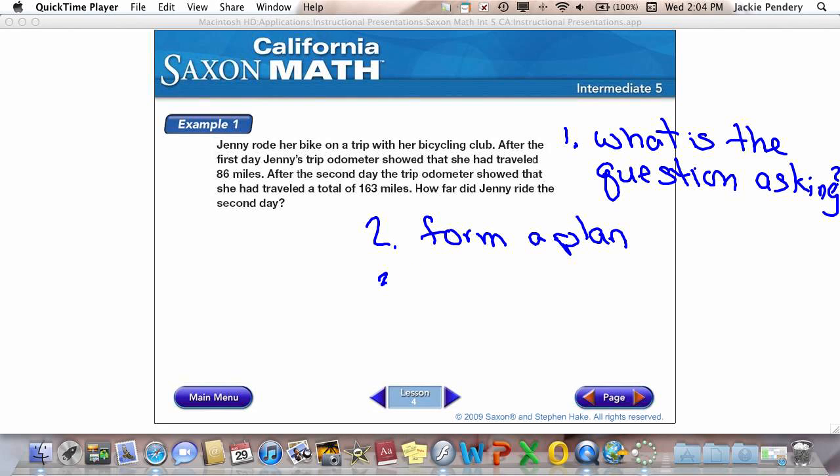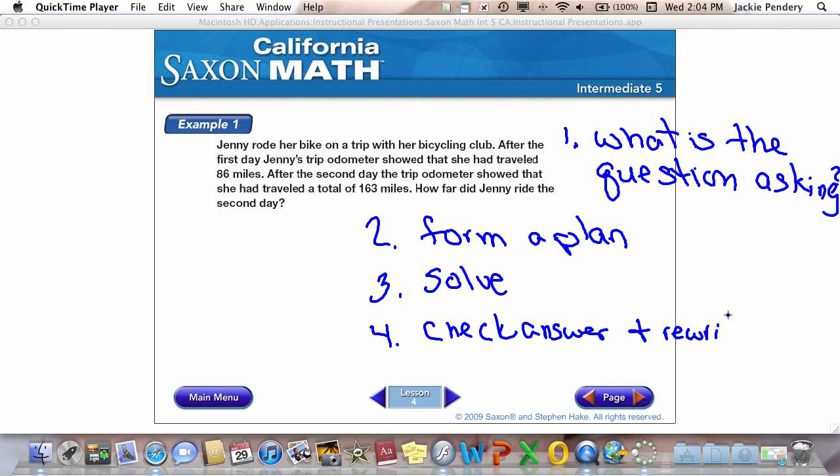Plan. Okay. Step 3, we go ahead and solve it. Step 4, we check our answer, and we rewrite the answer in a complete sentence. This part is important. Whenever you have a word problem, you must write it in a complete sentence.